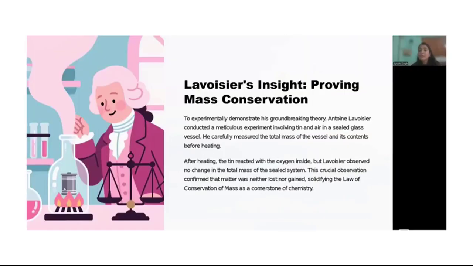Lavoisier was the one who actually proved this by conducting an experiment. The experiment was that he took a tin container, and in that it was filled with gas, nothing but gases. That gas has oxygen as well. First, he simply weighed it, measuring its mass. After that, he started heating it. Once anything is heated, it reacts.